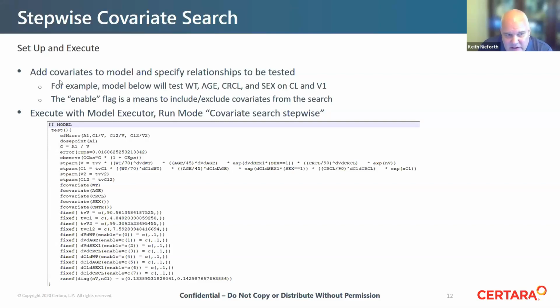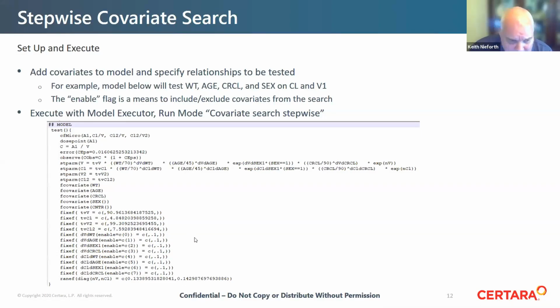And essentially what you do is you take your model and you add all your covariates to your model that you want to test, and you specify the relationships to be tested. Now, for example, the model below will evaluate weight, age, creatinine clearance, and gender on CL and V. And you see here, what we've done is just like I did for the single covariate and weight, right? I added covariate for age, for gender, for creatinine clearance on volume. And I also modified the clearance, weight, age, gender, creatinine clearance. I've created my fixed effects for all of these.